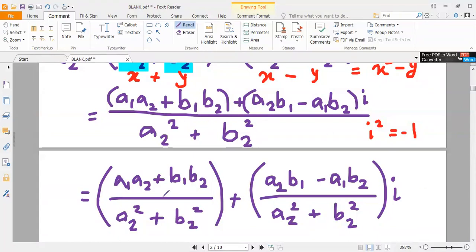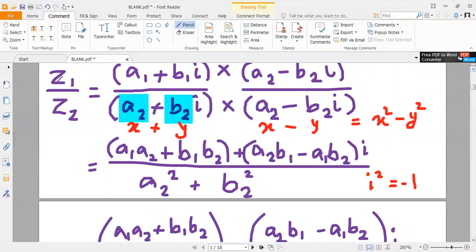Okay, so we have a1 a2 plus b1 b2 by a2 squared plus b2 squared, plus a2 b1 minus a1 b2 by a2 squared plus b2 squared times i. So this is the real part of the quotient, and this is the imaginary part of the quotient, which actually tells us that a complex number divided by a complex number is actually a complex number itself.